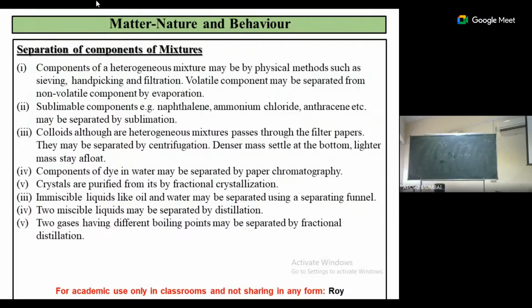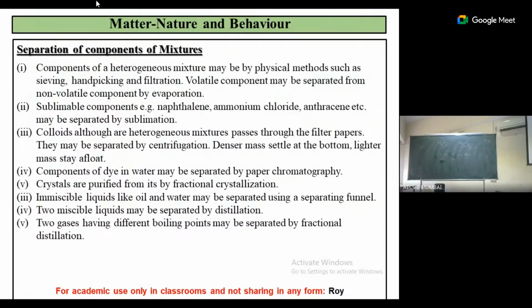You can have sieving. Suppose two solids in a mixture, one of bigger particle size and another of smaller particle size. You have a sieve, which has small pore size, so only those particles which can go through the pores will go out. That way you can separate them. And filtration is also some kind of sieving. You have a filter paper which has very minute pores, through which the solution will get out and the solid remains. That's how we separate the components of a heterogeneous mixture.